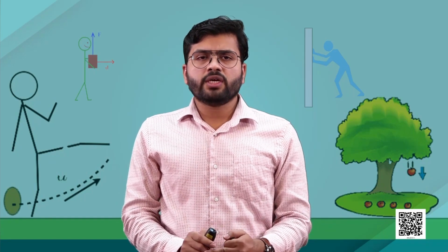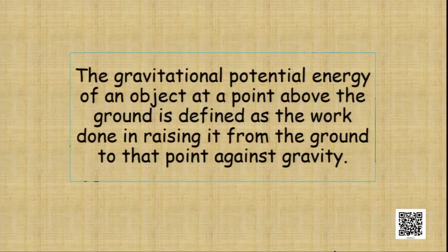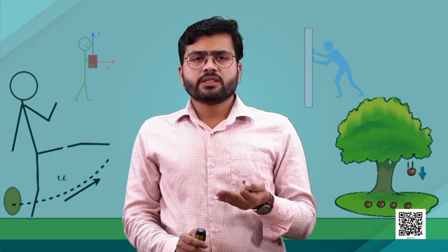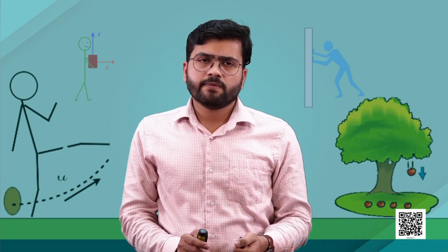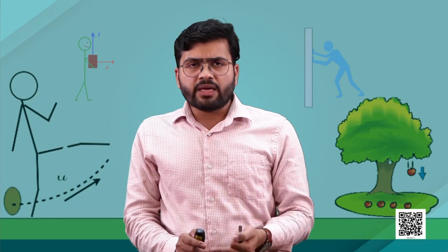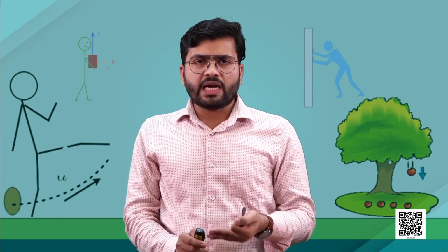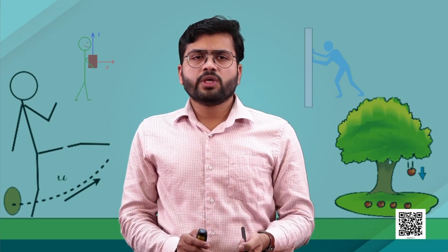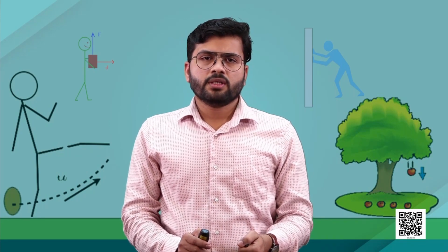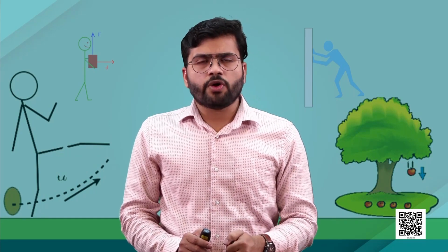So, that is what we call gravitational potential energy, because when we are raising an object to a certain height above the ground, we are doing some work against the gravitational pull, or gravity. So, the energy that is acquired while doing work against gravity, we call gravitational potential energy. So, let us find out the expression for it.